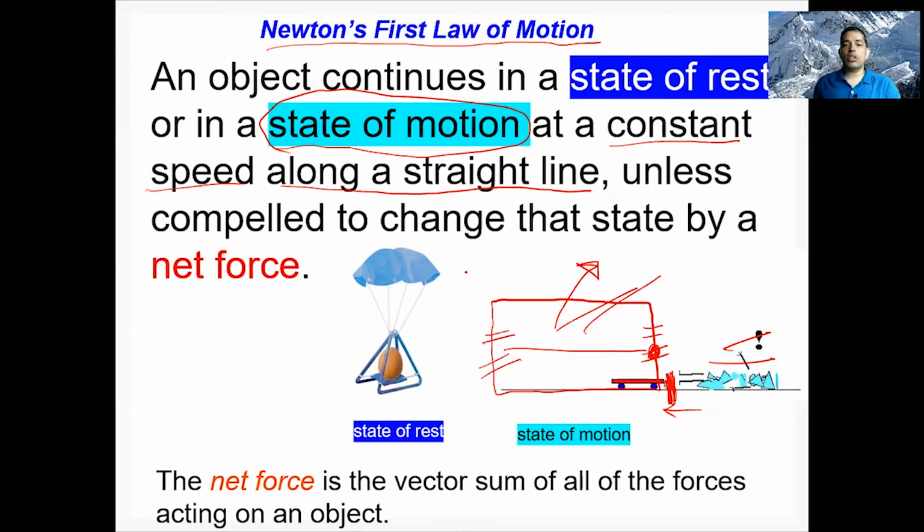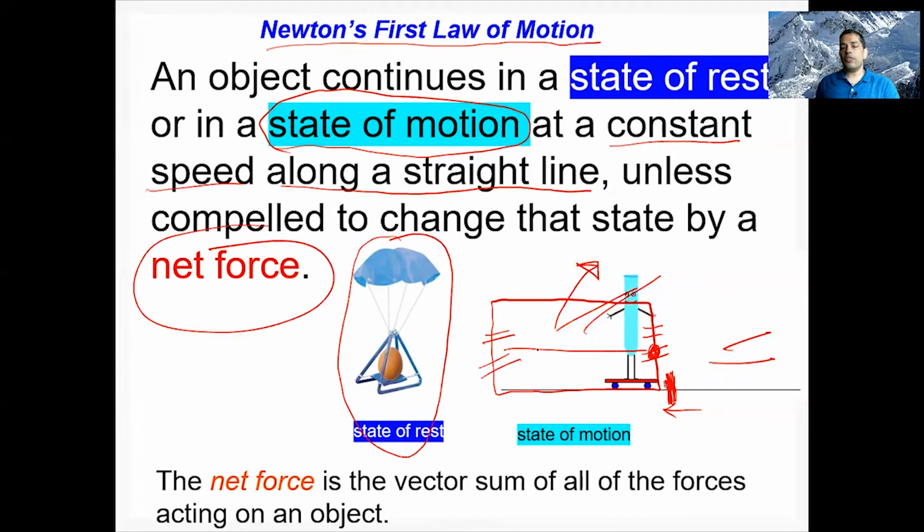So again, what is the conclusion? If the object is at rest, it continues in the state of rest if the net force is zero. And if the object is moving, then it keeps moving with constant speed along the same direction, as shown in this box here, because in this box there is no net force. So when there is a net force, it changes the state, meaning from motion to rest.